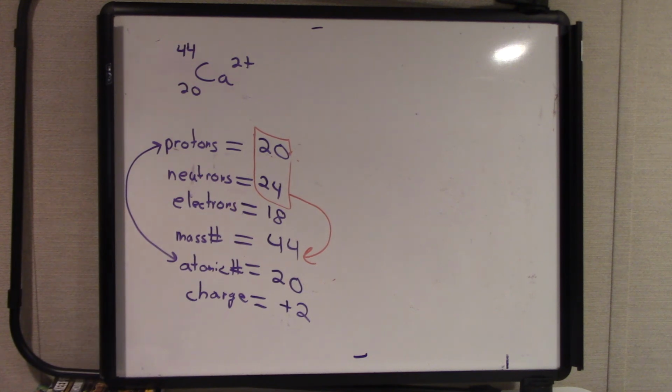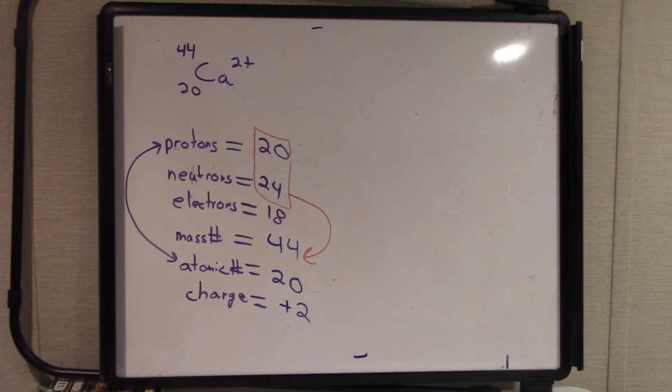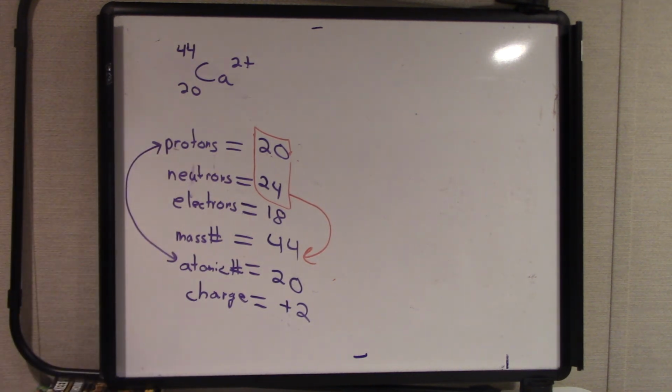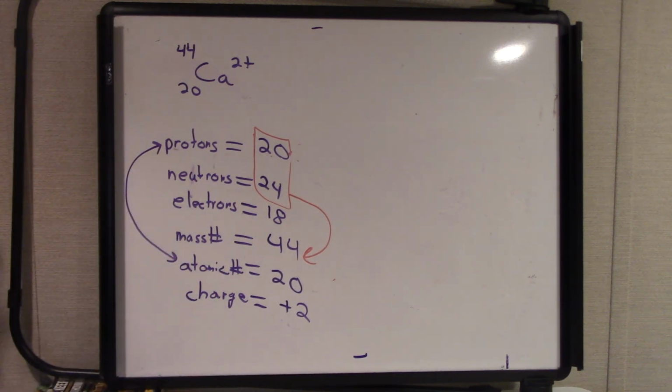If it's negative, you have more electrons. Then the number tells you how many more of each you actually have. So what I want to do next is another problem with you. And this one is kind of the opposite of what we just did.